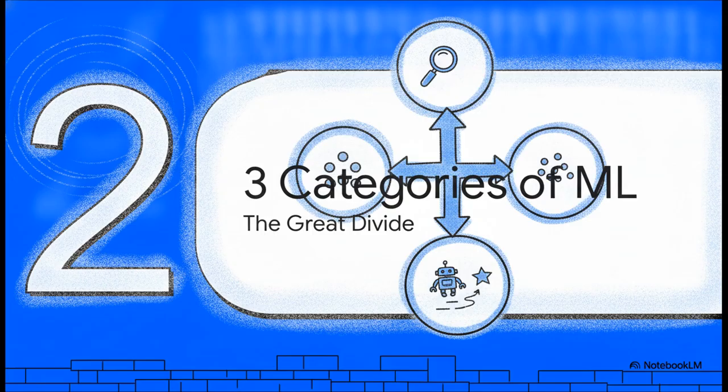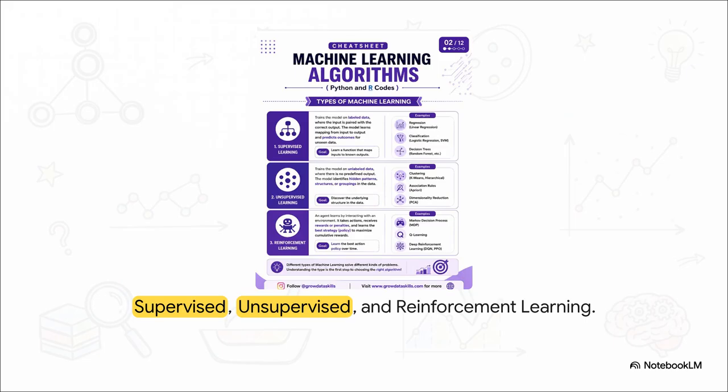All right, moving on to Section 2, the three categories of ML. I like to call this the Great Divide. So the entire ML universe basically splits into three distinct branches. First up, supervised learning. This is where you train your model using labeled data. You pair the input with the correct output so the machine learns the mapping. Easy enough, right? Then we have unsupervised learning.